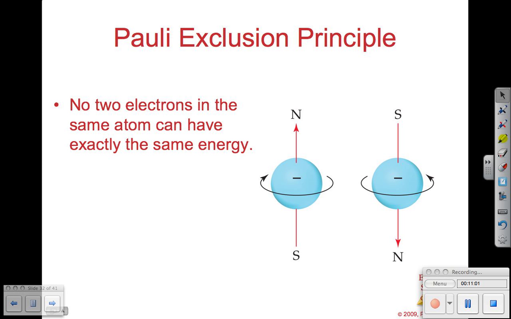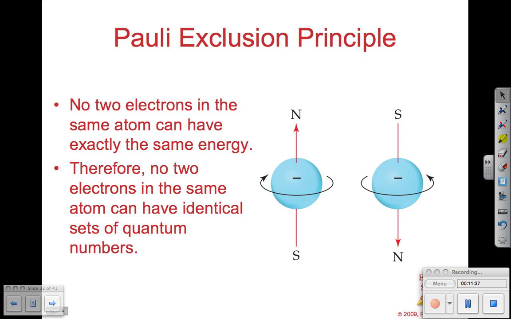And then the Pauli exclusion principle is the idea that no two electrons can have the same four quantum numbers. It's similar to having a specific mailbox, let's say a post office box: only one electron can have the same mailbox number. So no two electrons in the same atom can have identical sets of quantum numbers.